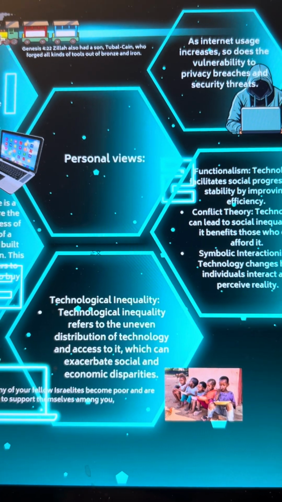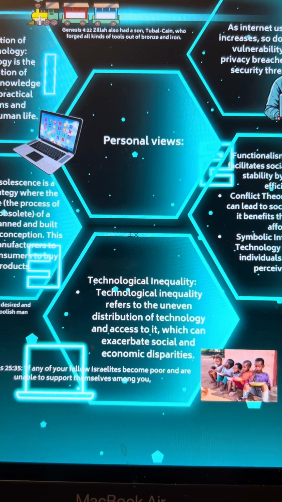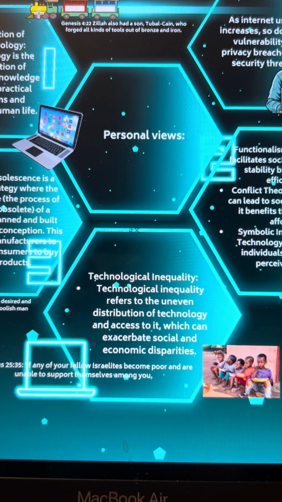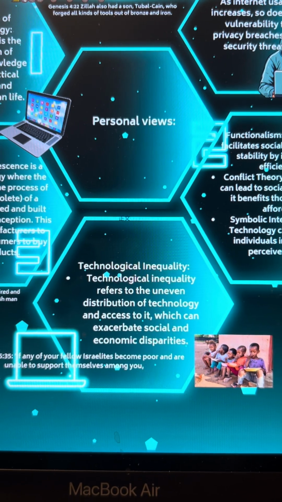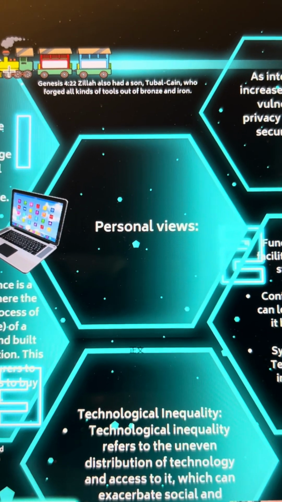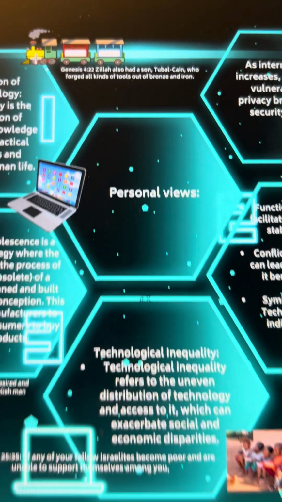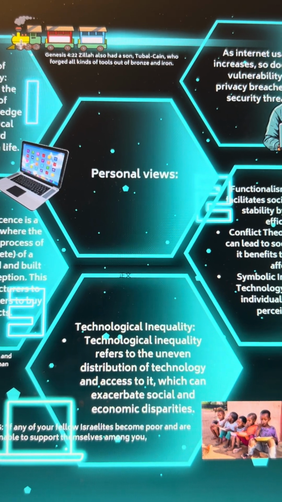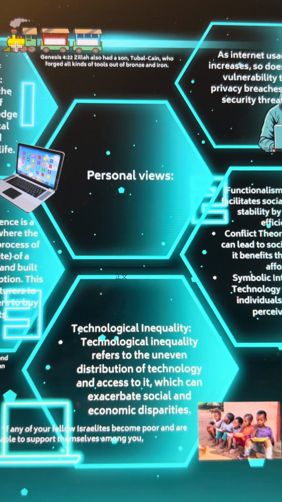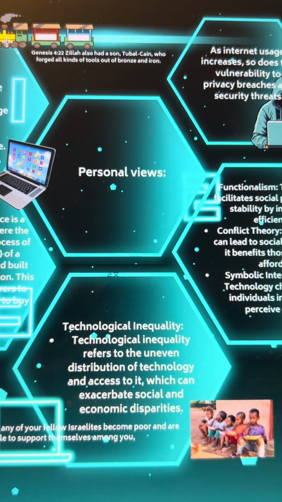And according to symbolic interactionism, the perception of technology can vary greatly based on one's access and familiarity with it. My personal view is that it is crucial to bridge the digital divide to ensure equal opportunities for all of them. Even though I know this is kind of hard to achieve in the current society because resources are limited, just like the economics classes taught.